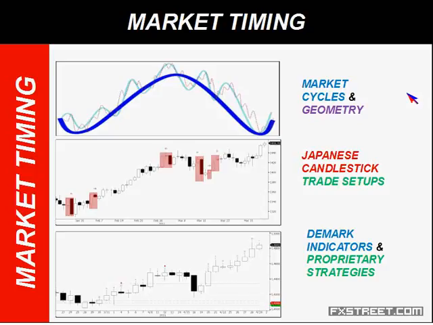And then the last 2 areas really focus on short-term timing, and that is pattern setups such as Japanese candlestick trade setups and DeMark indicators and proprietary studies. So Japanese candlestick trade setups allow you to understand the emotional health of the market, but also very short-term reversal signals. The majority of Japanese candlestick signals are reversal signals, keep that in mind. So it's very good for swing trading in volatile markets and for just gaining an edge in the market with more timing. DeMark indicators is a fantastic timing indicator developed by Tom DeMark, an investor and trader in the market for well over 40 years. And this is something I've used for some time since working with Tom DeMark in my previous employment at Bloomberg for several years. So these are the 3 areas I focus on: market cycles and geometry, Japanese candlestick trade setups, DeMark indicators and proprietary strategies, and the number 1 goal is market timing.